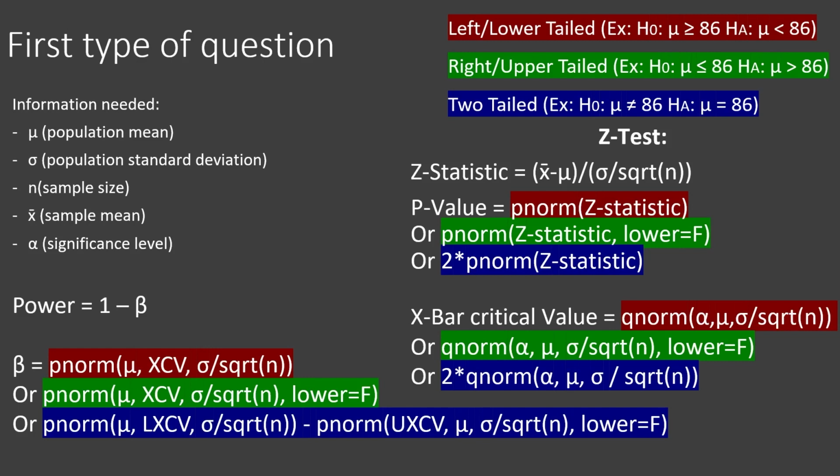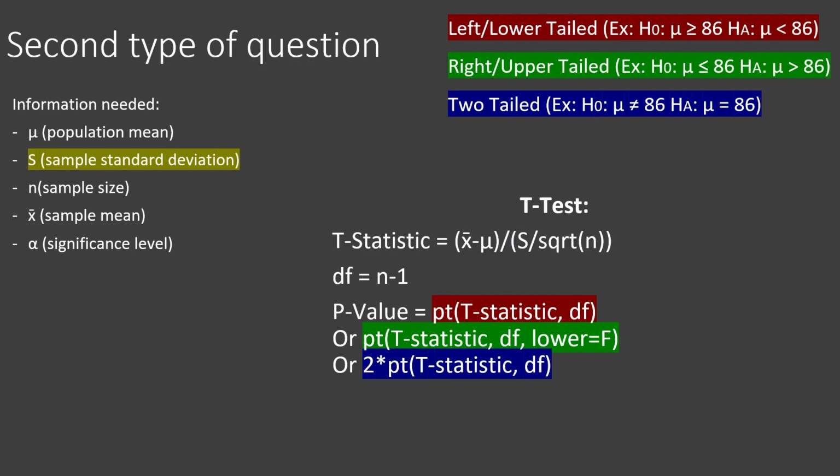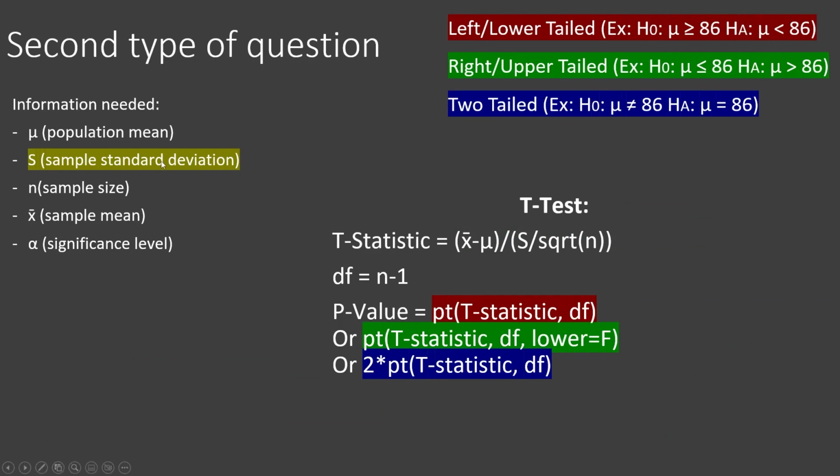Okay, now on to the second type of question. As you can see, the second type of question is pretty much identical to the last one. The difference is you have S, your sample standard deviation, all right? This is very important, because without the population standard deviation, it changes a lot of things. You can't use the z-test anymore, and instead you have to use a t-test, all right? So here to get the t-statistic, you just do sample mean minus population mean divided by sample standard deviation divided by square root of your sample size.